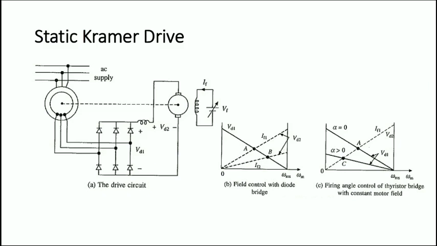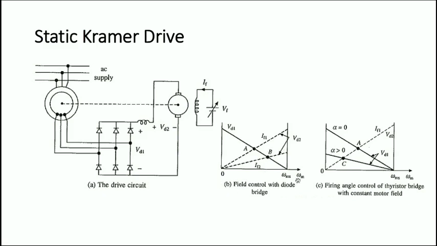That is EB proportional to k omega, and torque is proportional to phi Ia. According to that, you can control the speed of the DC motor, and if the speed of the DC motor is changed, then obviously the speed of the total system will vary.